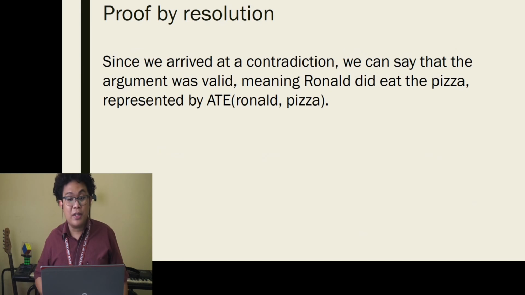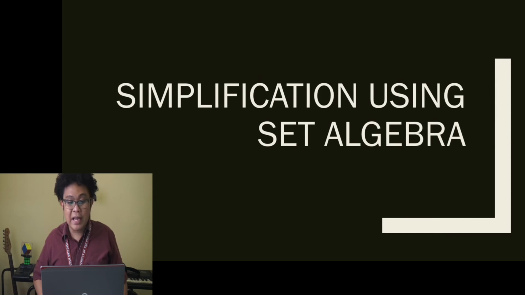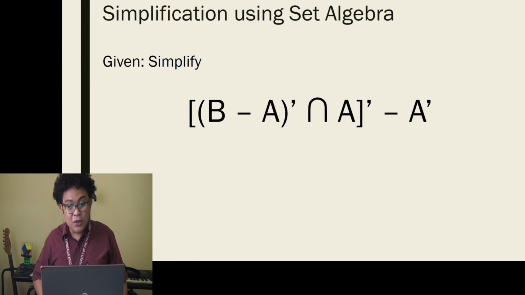Since we arrived at a contradiction, we can say that the argument was valid, meaning Ronald did eat the pizza, represented by the expression shown. So we now go to task number 2, which is to simplify a given expression using set algebra. We were given this: B minus A complement, intersection A, complement of that whole thing, minus A complement.